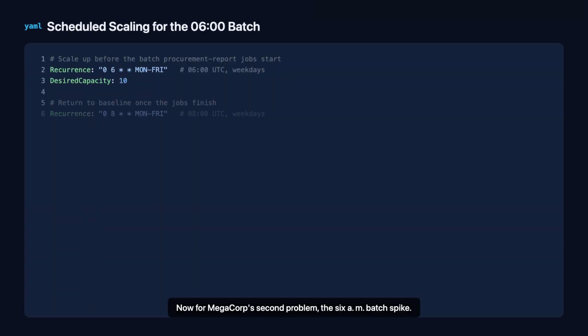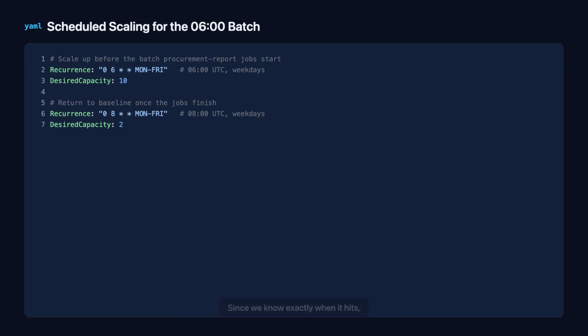Now for MegaCorp's second problem, the 6 a.m. batch spike. Since we know exactly when it hits, we don't need to react at all. We schedule ahead. This is scheduled scaling.